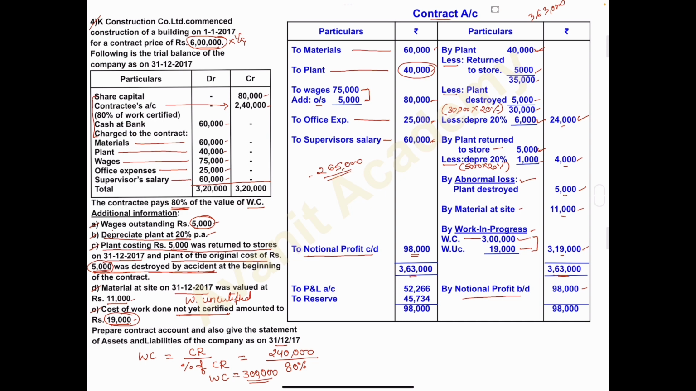So the third condition is, if the work certified amount is half or more than half but less than 3/4 of the contract price. In this problem, the work certified amount is half of the contract price: 6 lakh into half is 3 lakh, correct? So we'll take the condition 3 formula. In that, 2/3 of notional profit is transferred to profit and loss account. So we'll calculate the note.